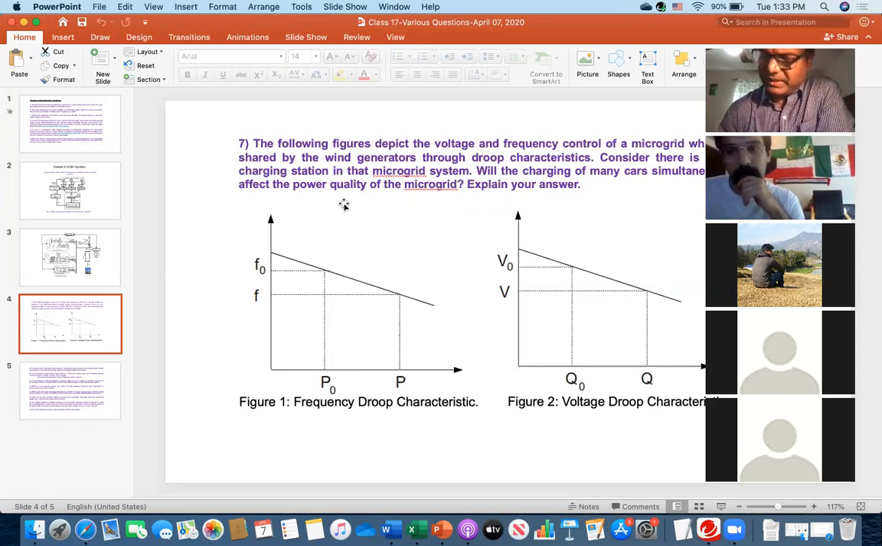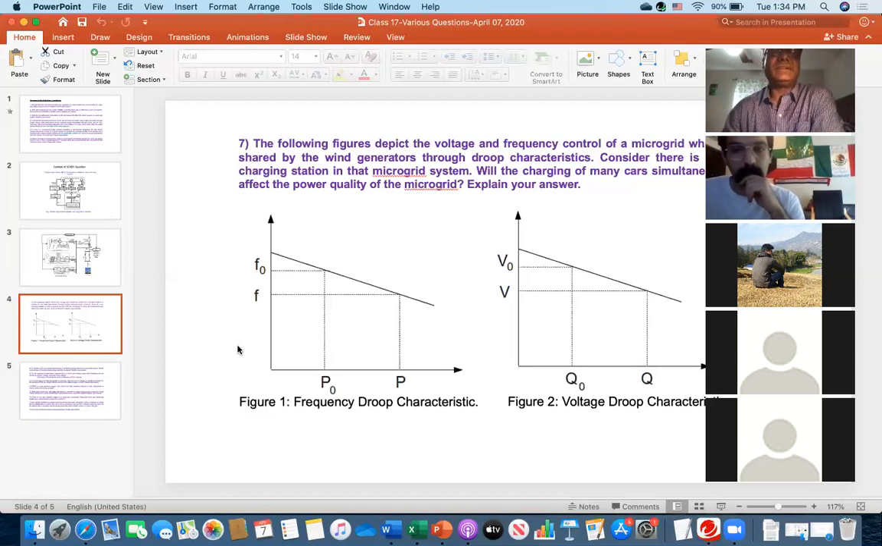I think except Amanish, none of you have joined my power quality class. The definition of power quality is ensuring the frequency and voltage, meaning controlling frequency and voltage, that is the meaning of power quality. So the question is, will the charging of many cars simultaneously affect the power quality? So what is the answer? Yes, it does. Yes, because many cars are being charged simultaneously.